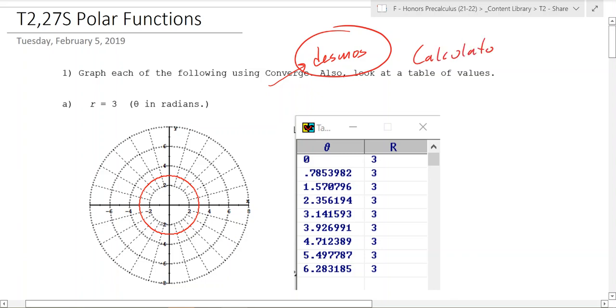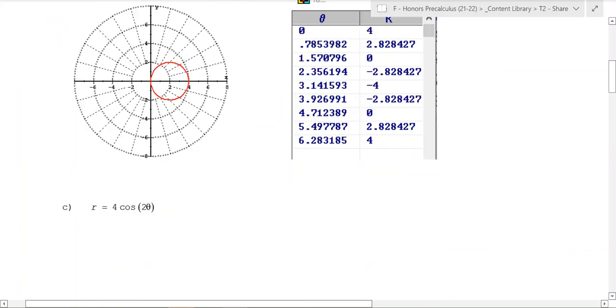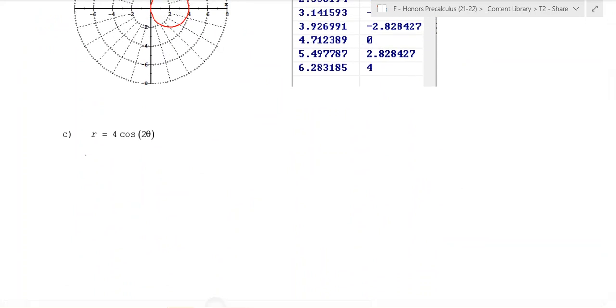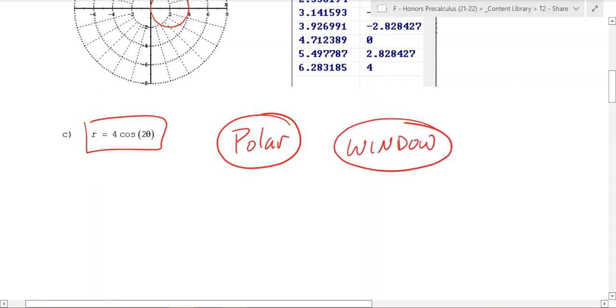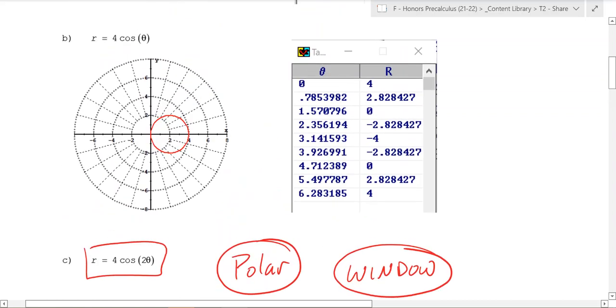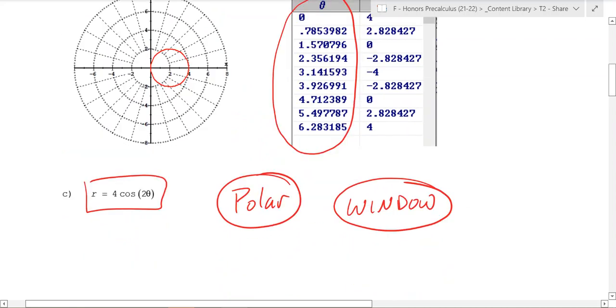When you graph these on a calculator, you're literally going to be typing this function right here into your graphing calculator, but just make sure you're in the polar graphing mode, and then choose the appropriate window. You need to practice this, and we will continue practicing it in class. Much of the time you'll notice that the theta value goes from 0 to 2 pi. So you'll know that you need to set theta between 0 and 2 pi. That's kind of a good standard window.